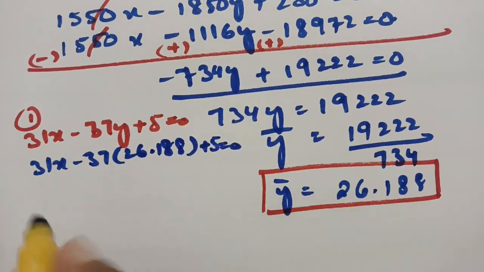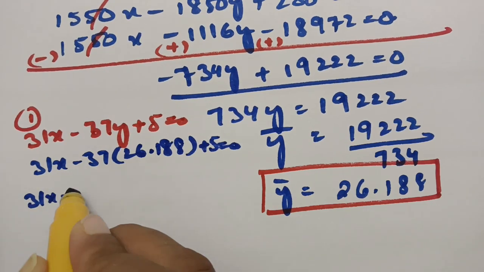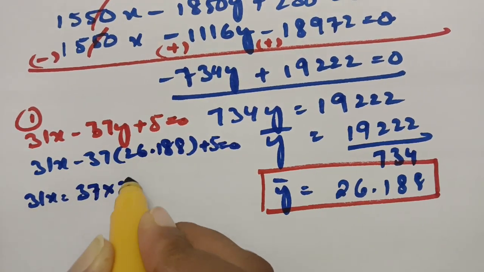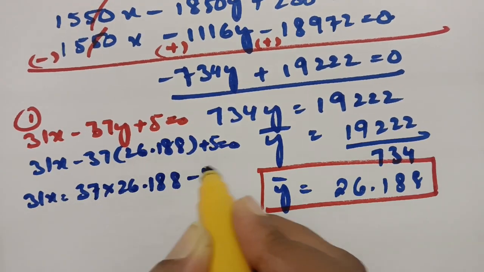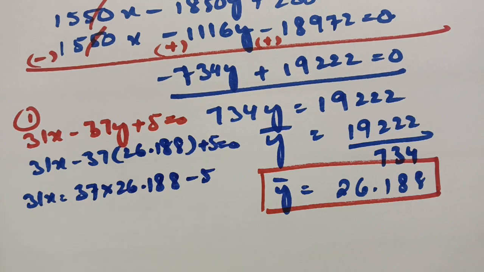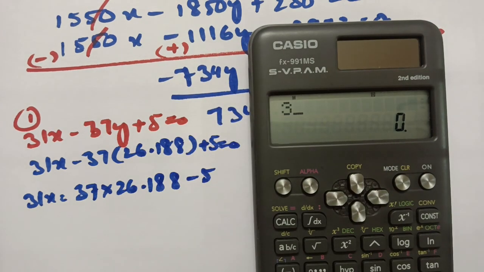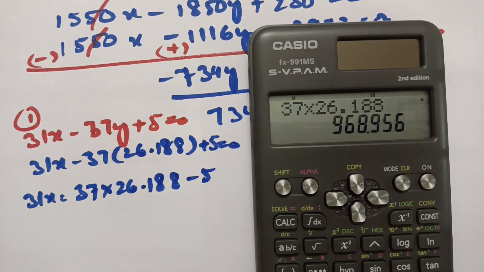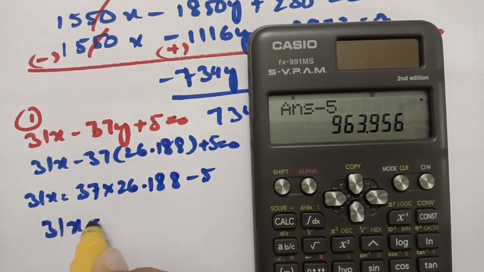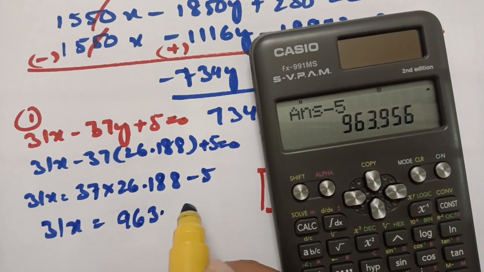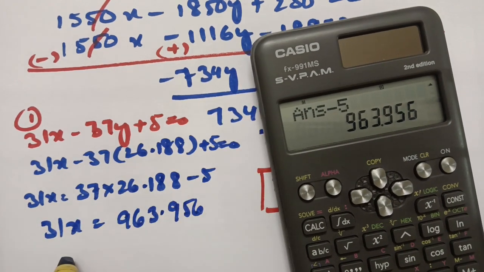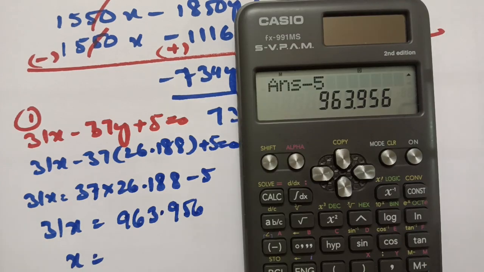And this will be 31x value will be 37 into 26.188 minus 5. See here, this will be 37 into 26.188 minus 5. See here, this is 31x is equal to 963.956. Now our x value will be, we have to divide with 31.